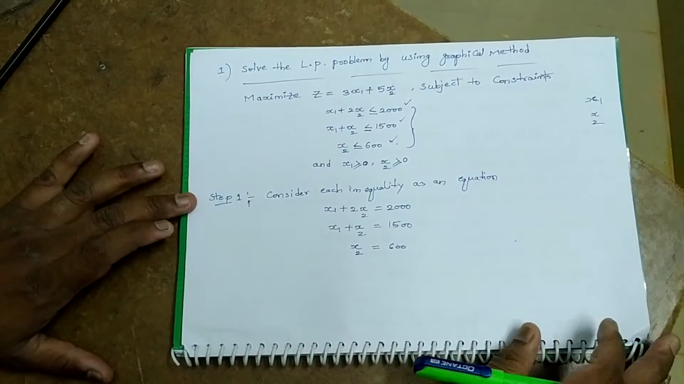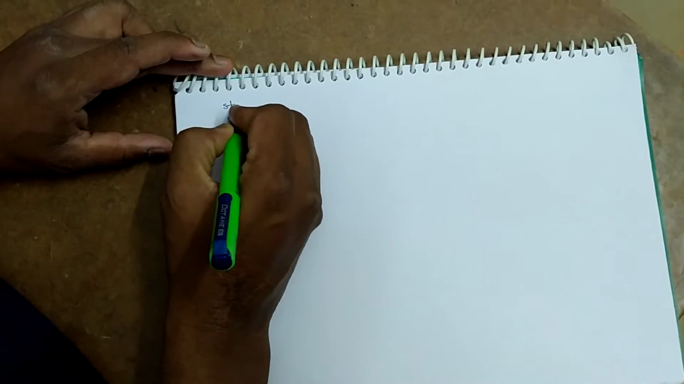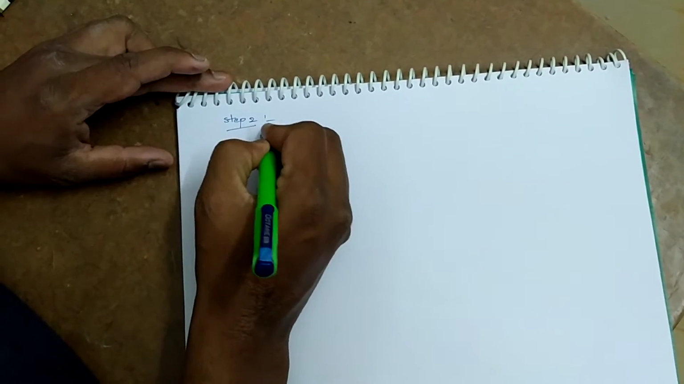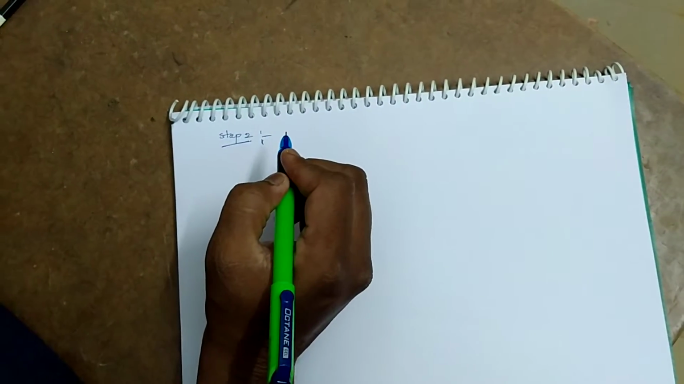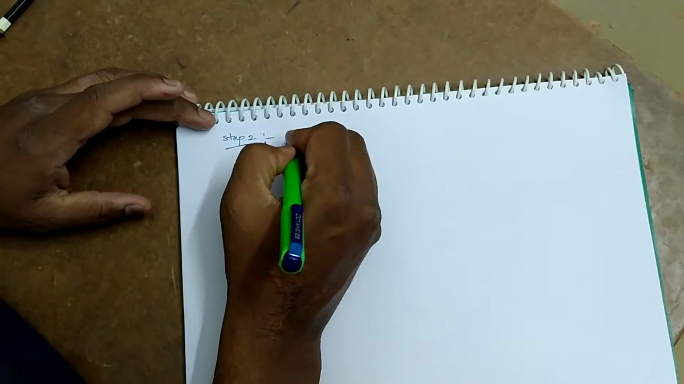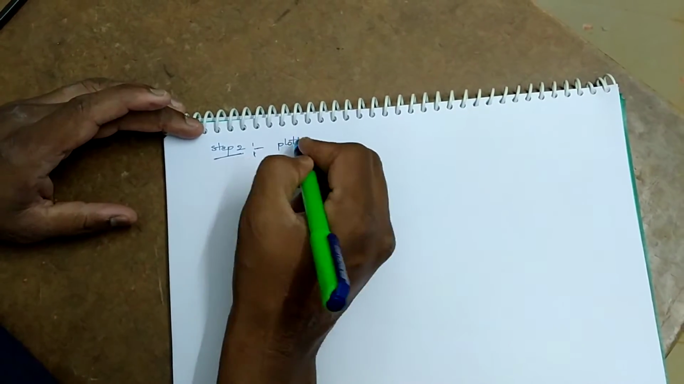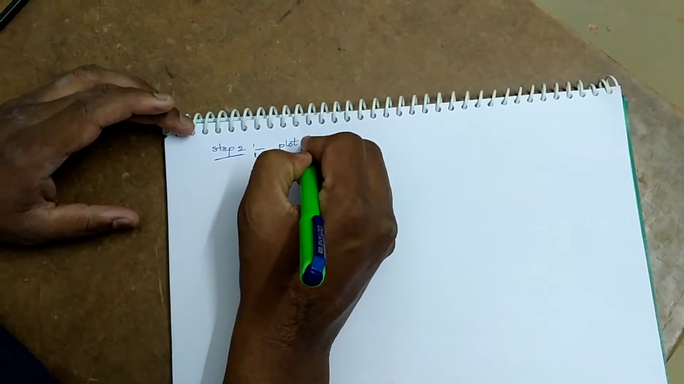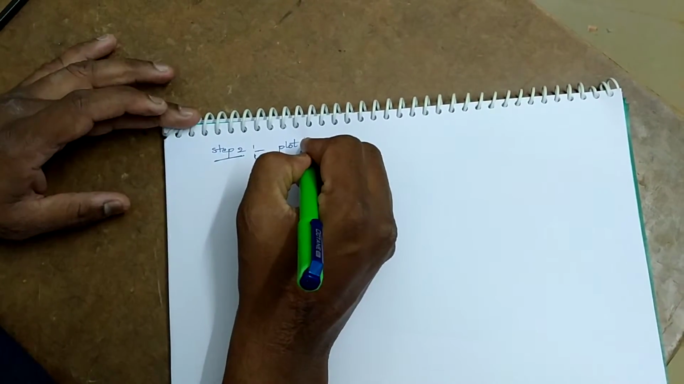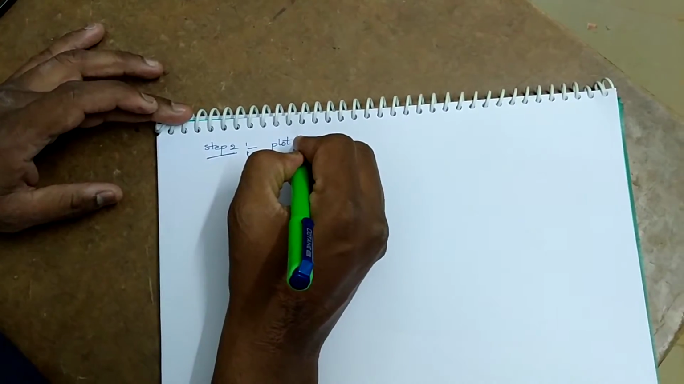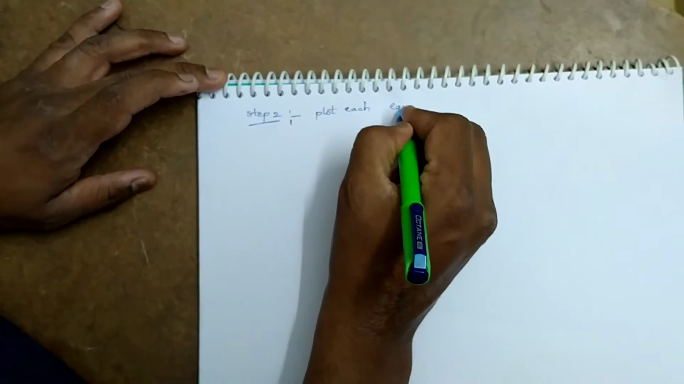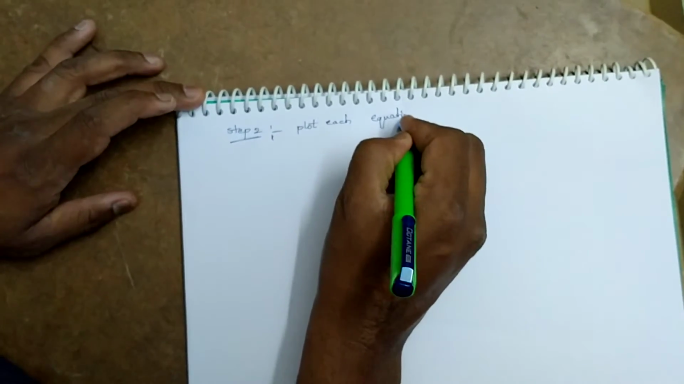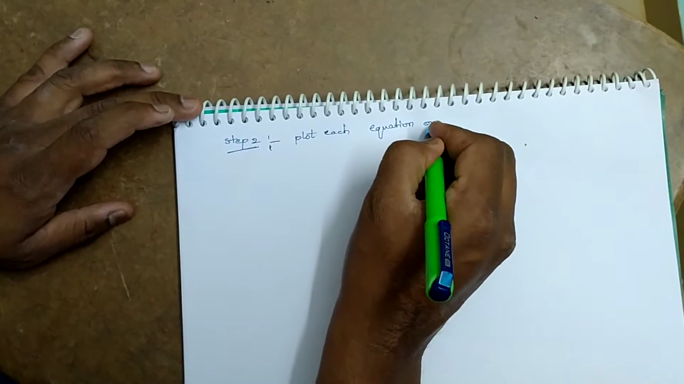In the second step, step 2, plot each equation on the graph. So I am going to write. Every time you may not require to write these steps, as if you are going to do the problem by following a certain number of steps. Plot each equation on the graph.